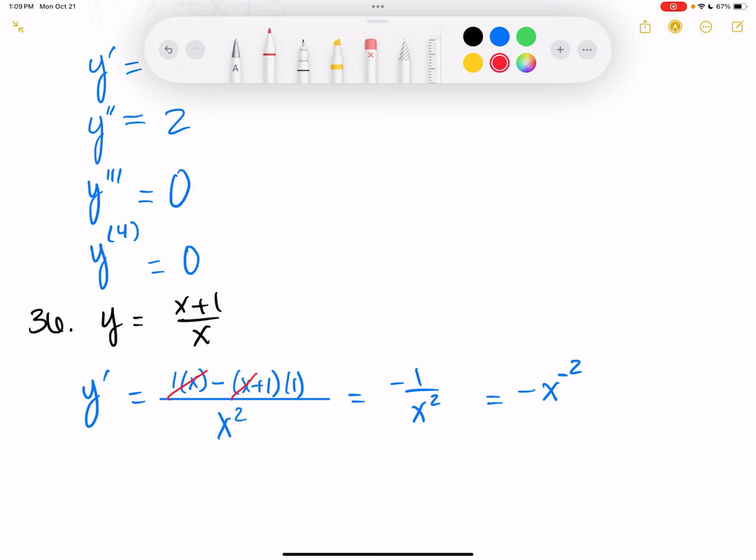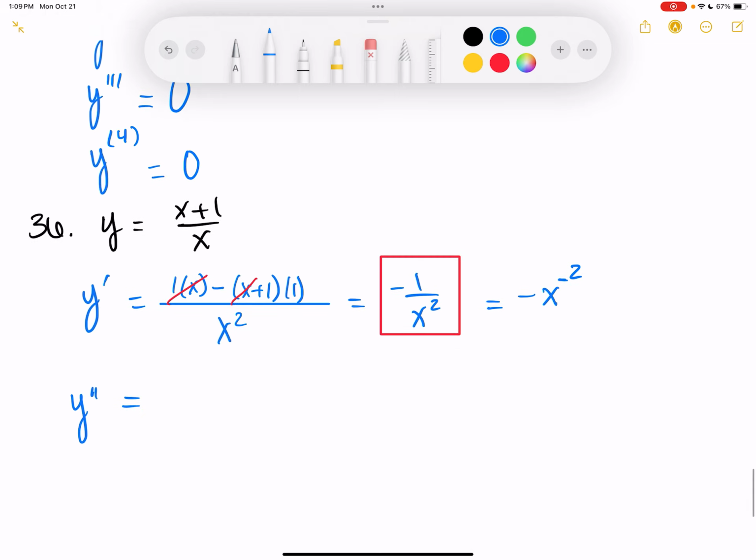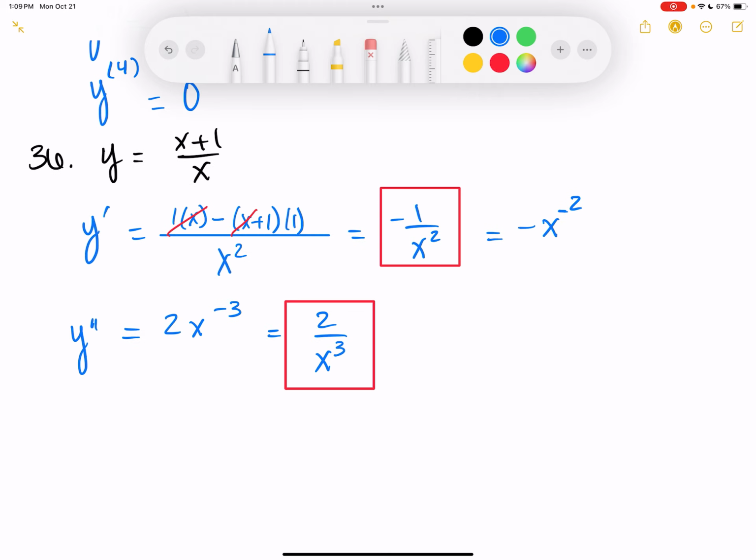So this is technically the right answer because it doesn't have the negative exponents, but this will make your life easier instead of having to do another quotient rule. This will make your life easier when you do the second derivative. So what would the derivative of this be? 2x to the negative 3. Yeah, or you can write it as 2 over x cubed. Either way is technically fine, but I would use the one that's not a fraction to keep going. Third derivative.